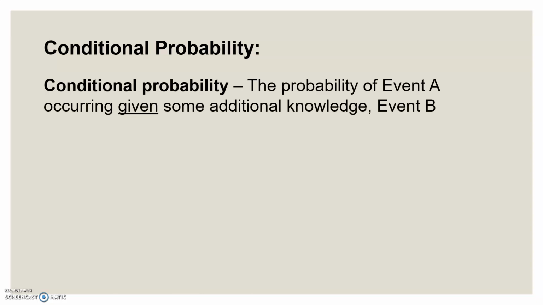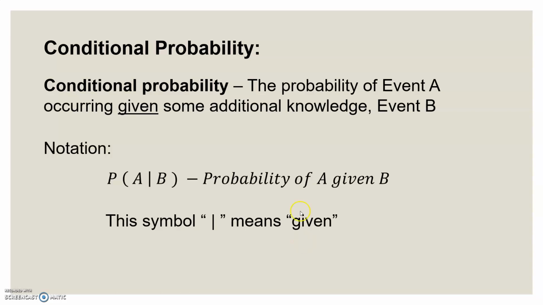And so if you've looked at the PowerPoint, you know that a conditional probability is the probability of event A occurring given that we know some additional knowledge about an event B. And the notation for that is the probability of event A given event B. And so this line right here just stands for given. So again, this is assuming that we know something about event B already, and we're trying to find the probability of event A.